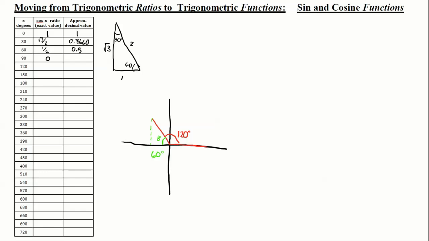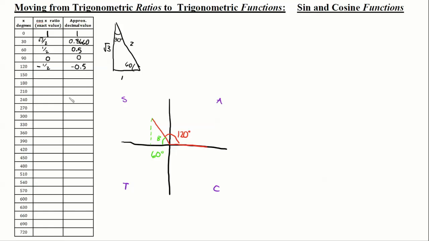Okay, I can then use the cosine of 60 degrees to tell me my value. So cosine of 60 degrees is 1 over 2. Again, don't forget we use our CAST rule in order to tell us whether that's going to be positive or negative. So again, quadrant 4 cosine is positive, quadrant 1 all ratios are positive, quadrant 2 sine is positive, and quadrant 3 tangent is positive. Given that we're in quadrant 2, that's going to be negative 1 over 2 or negative 0.5.